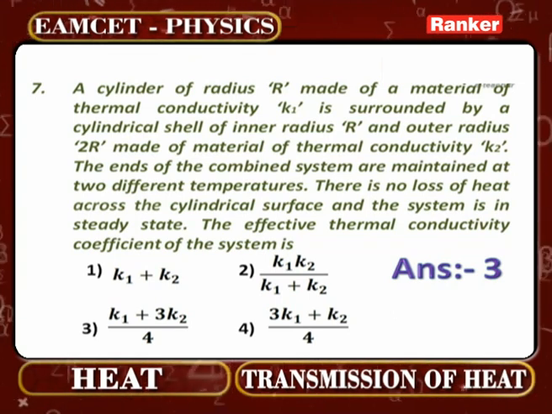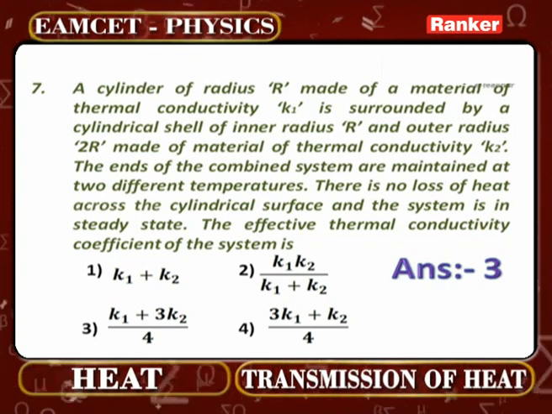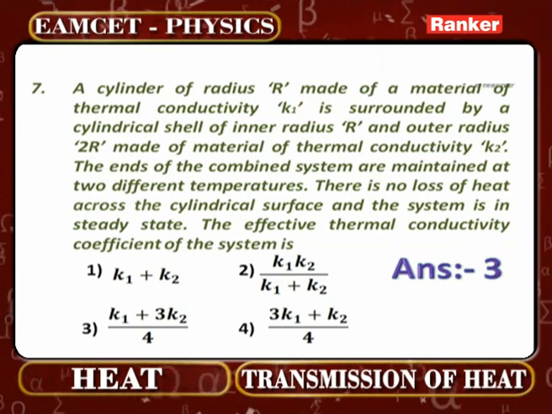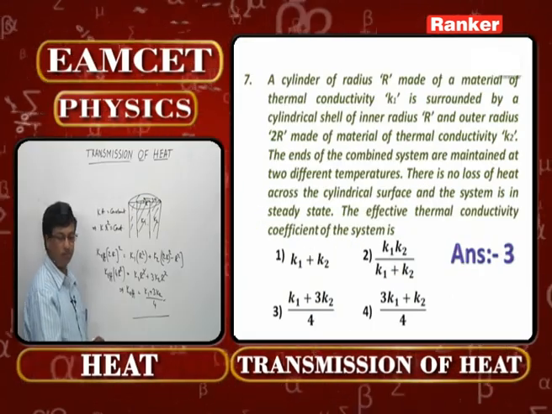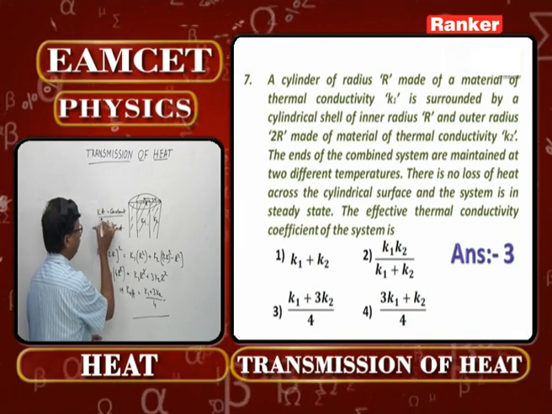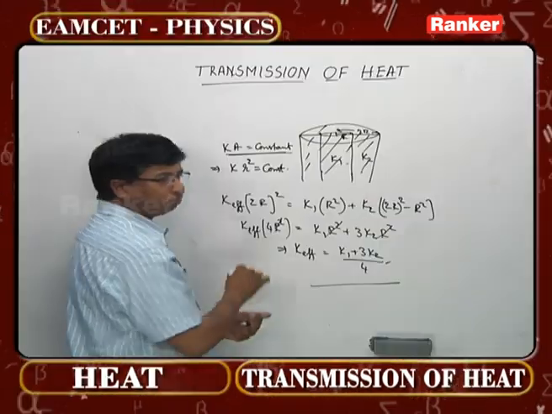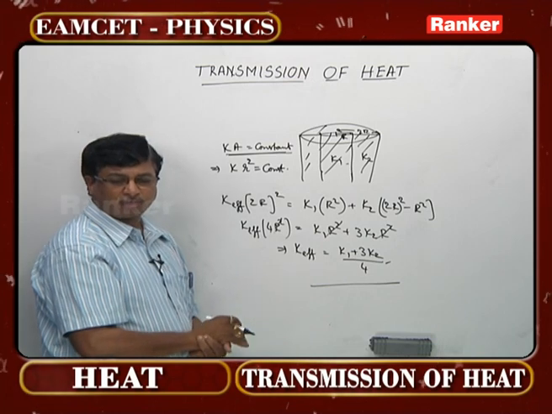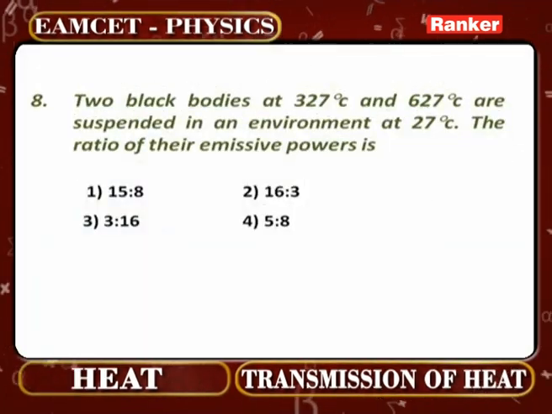k1 plus 3k2 by 4, that is now going to be the effective thermal conductivity coefficient of the system as such. Remember this type of formula for this model question, please remember. Now let us check the next question, that is problem number 8.